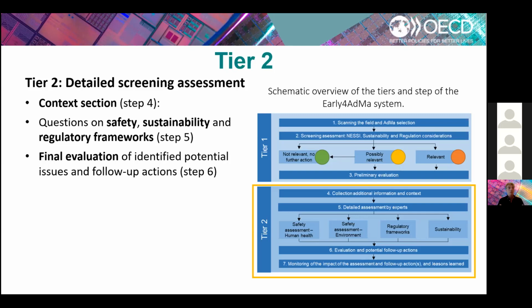And in many cases, as I said, if you, for example, work in a research program on a specific advanced material, you could start at tier 2. And tier 2 is a detailed screening assessment composed of 3 main parts. So first is the context section in step 4. Then step 5 includes questions on safety, sustainability, and regulatory frameworks. And the final evaluation in step 6, in which you identify potential issues and follow-up actions. Next slide, please.